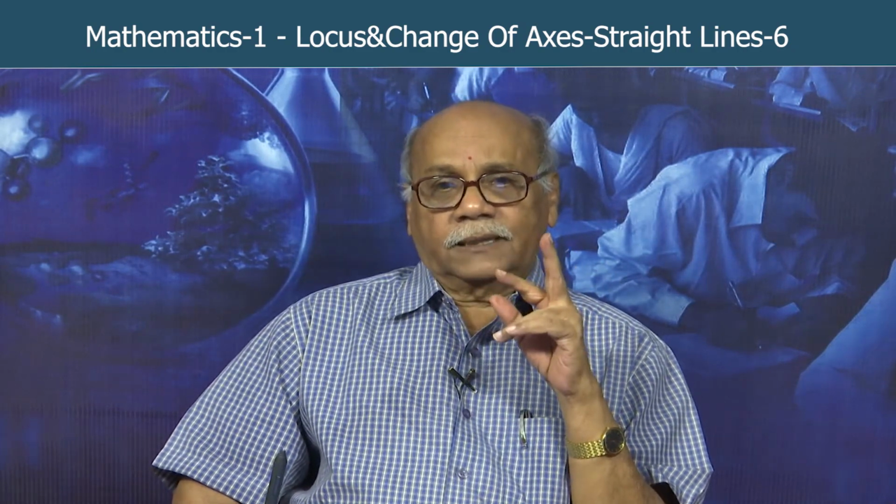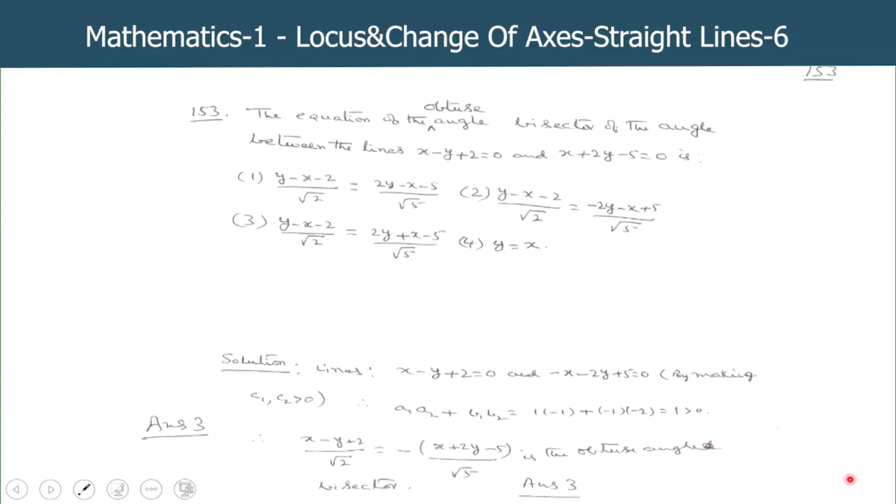Among these two, one bisects angle theta, and the other bisects angle 180 minus theta. And of course, remember that for any angle bisectors, if you take the angle bisectors of an angle between two lines, they will always be at right angles. Okay. So now here, how to identify the bisectors? That means which bisector, with plus sign or minus sign, bisects the acute angle or obtuse angle.